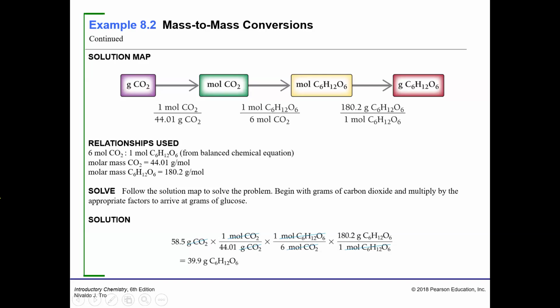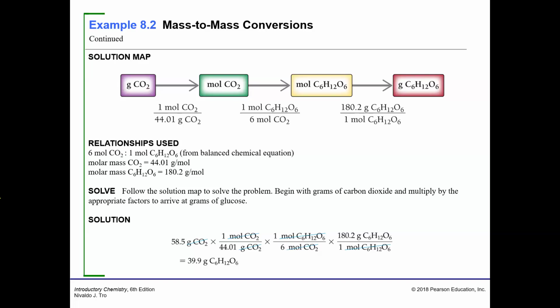Then we have the moles. Then we use the mole to mole conversion factor from the balanced equation. Then we get the number of moles of glucose. Once you get the number of moles of glucose, we also use the molar mass of glucose, which is 180.2 grams per mole. Then we multiply by it, and we get our answer. We have 39.9 grams of glucose. Then we are done. We solved the problem.